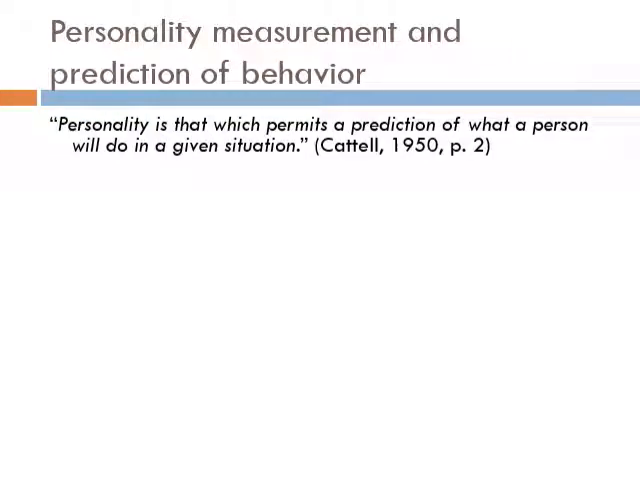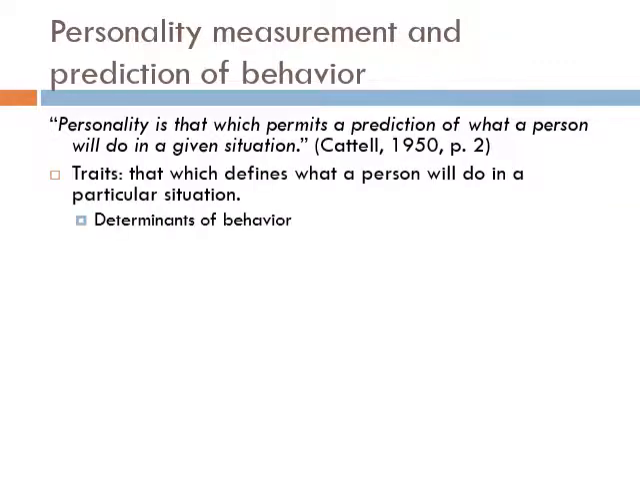A quote from Cattell: personality is that which permits a prediction of what a person will do in a given situation. So we've talked about personality as patterns of behavior, and this is sort of what we would predict. If we take person A and expose them to a party, they'll respond in a certain way, and that way of responding might be identified as a trait that would allow us to predict and foretell their behavior, systems of behavior within a person. Traits define what a person will do in a particular situation; they are determinants of behavior.